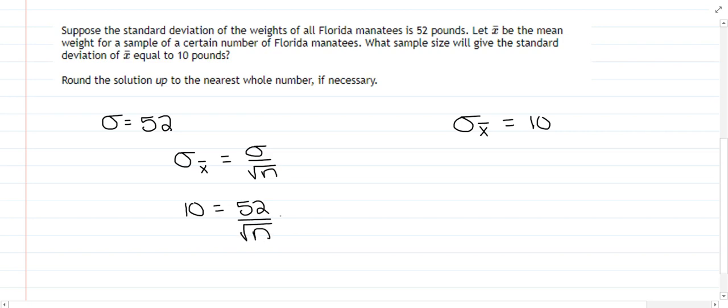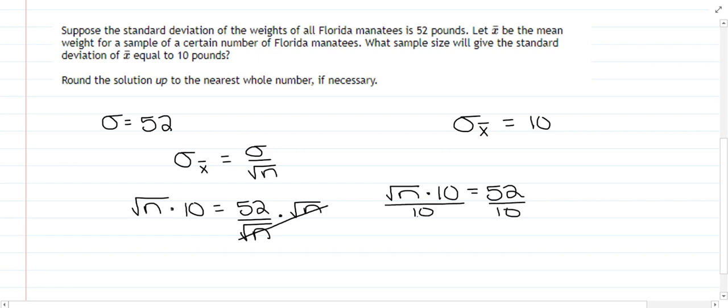So I'm going to go ahead and multiply both sides here by the square root of n. They're going to cancel out over here. I'm going to get the square root of n times 10 equals 52. Bring that over here. Now I'm going to divide both sides by 10. 52 divided by 10 is going to give me 5.2. So I have the square root of n equals 5.2.